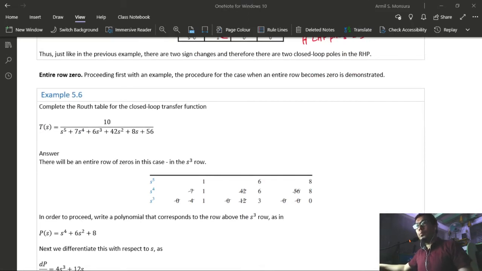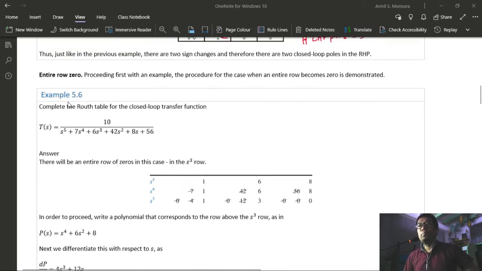Now, let us proceed to the case where your entire row becomes 0. Okay, so earlier, only the first column was 0. In this case, we will proceed with the case where the entire row itself is 0. But what we will do first is proceed with an example in which we show how to complete the route table first, and then later on, how to interpret it.